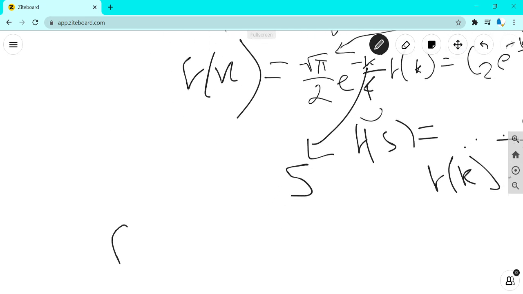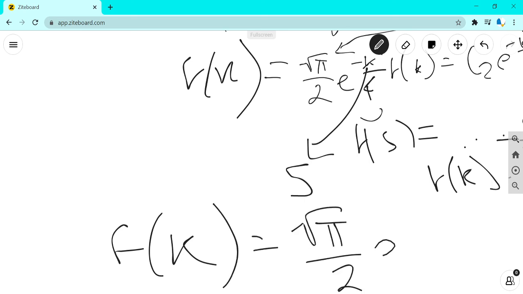So our final integral f of k is equal to square root pi over 2 e to the negative 25 over 4. And that is our integral.